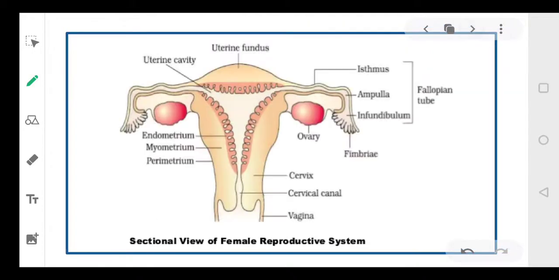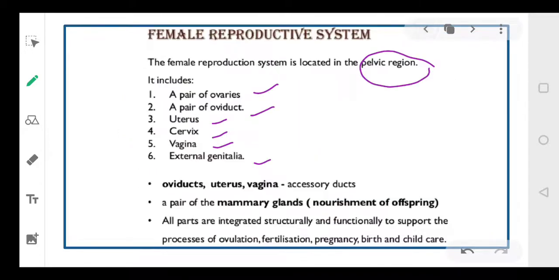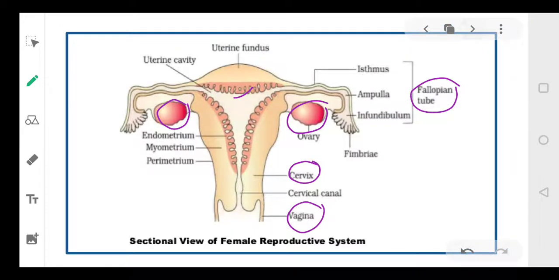Let's look at the diagram. See, these are the pair of ovaries. Then you have a fallopian tube, and after that you have the uterus, cervix, and vagina. These are the parts of your female reproductive system. Your oviduct is also known as the fallopian tube. If you look at the fallopian tube, it is made up of 3 parts: isthmus, ampulla, and infundibulum.